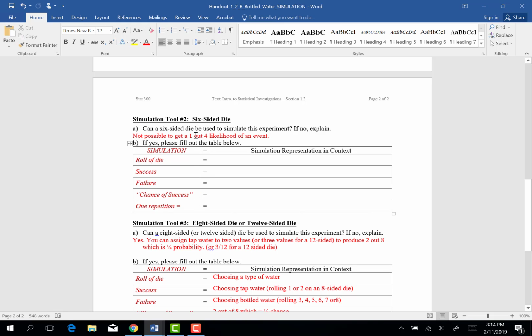Can we use a six-sided die? Same thing. We can't do it because we cannot simulate a one out of four likelihood of an event. So we don't need to worry about filling out this chart.